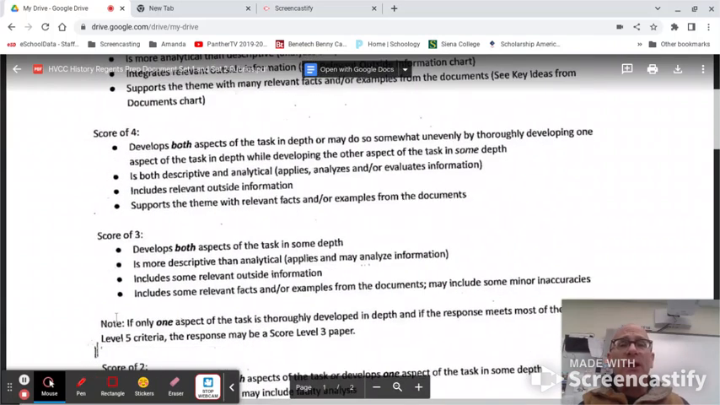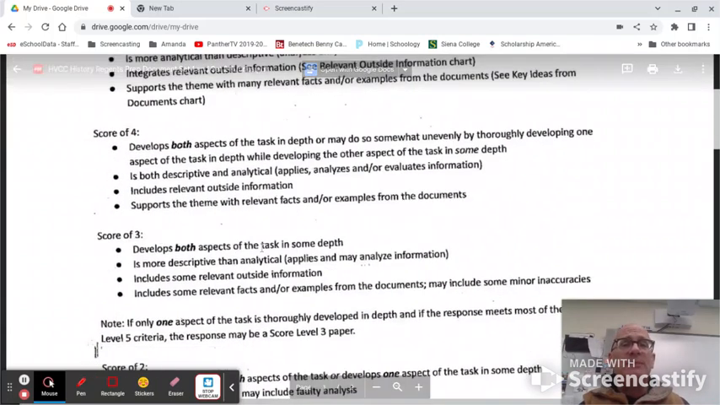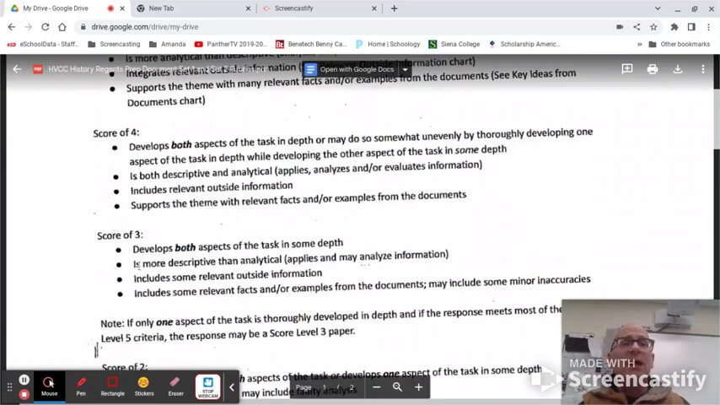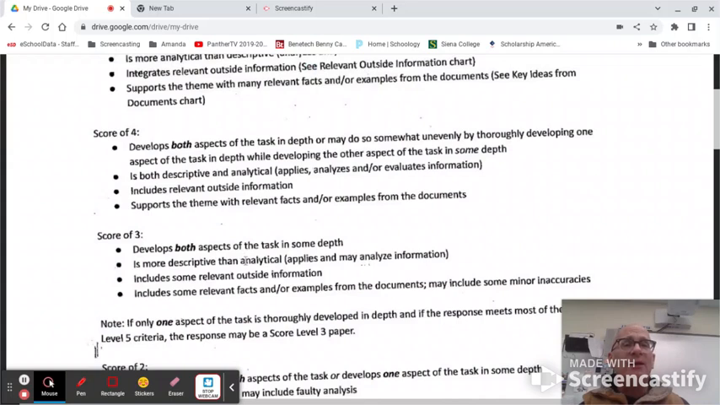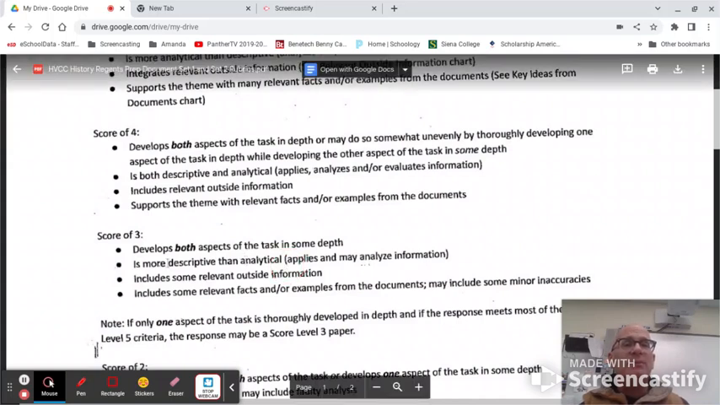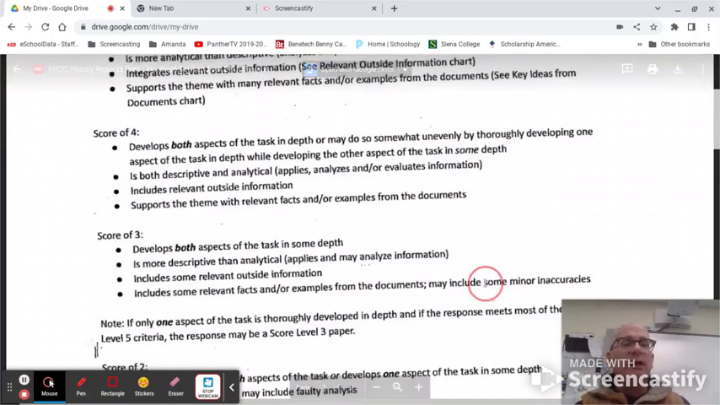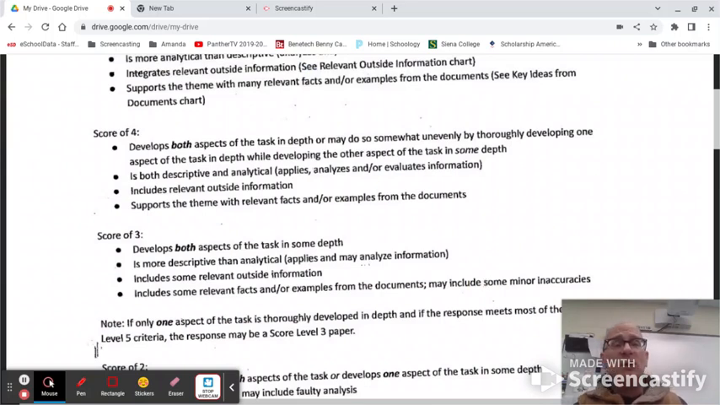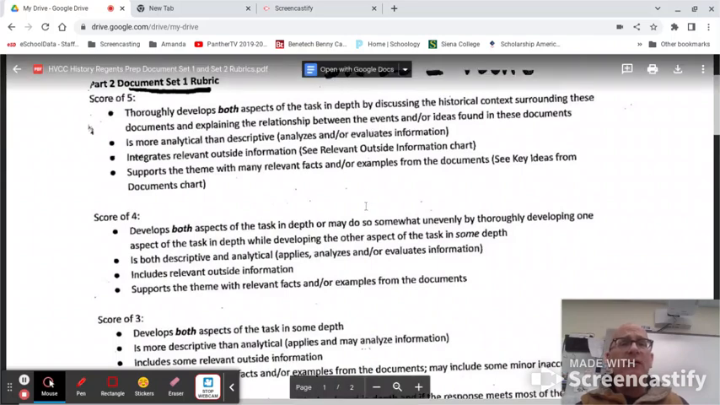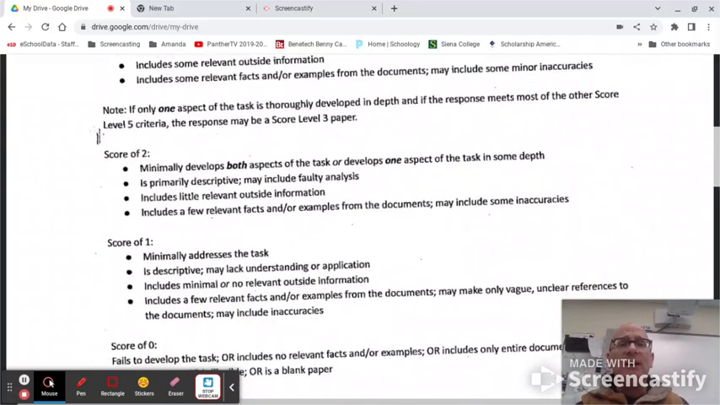A 3, you would develop both aspects of the task in some depth. The main difference is it would be more descriptive than analytical. Not a lot of analyzing in your response, but more descriptive. It includes some relevant outside information and some relevant facts and or examples from the documents. It also might include some minor inaccuracies. So these give an example of what you need to do to score a 5, a 4, or a 3. You've got a copy of this here.